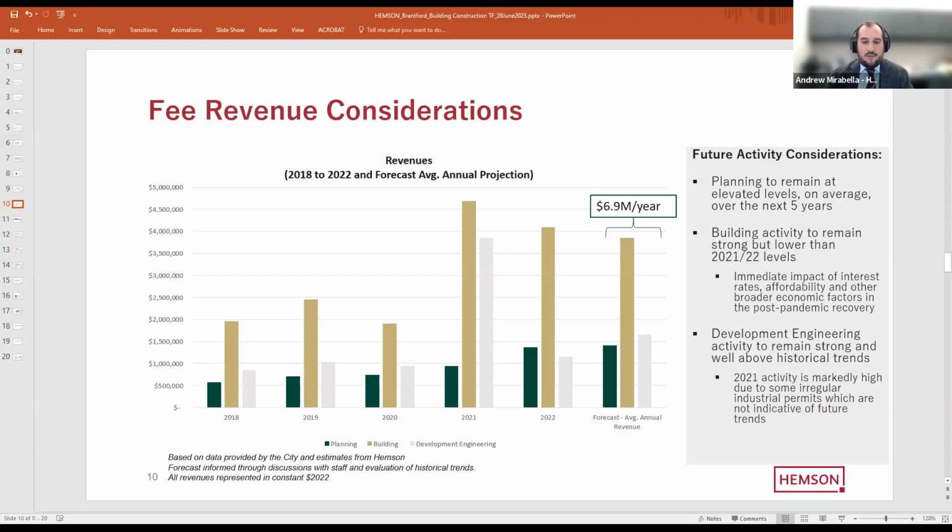with the exception of the development engineering revenue, which is higher than the average, but you'll notice 2021 activity is much higher on that side. That was related to some irregular industrial permit activity, which is not going to be seen in our forecast here, so we've moderated that from a forecast perspective going forward. But other than that, we are assuming continued strong activity in all three planning application or building permit type fees, again with that one modification on the development engineering side.